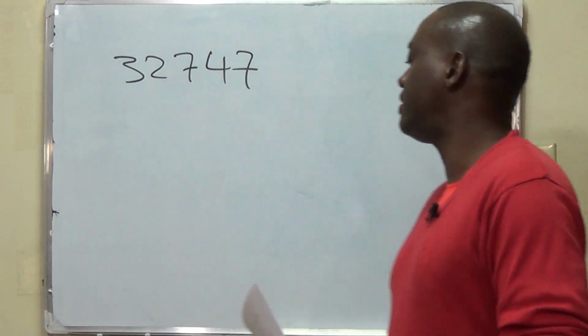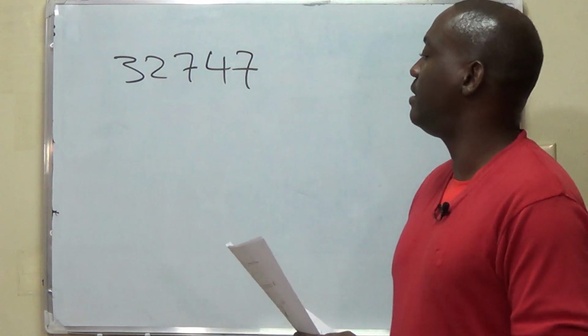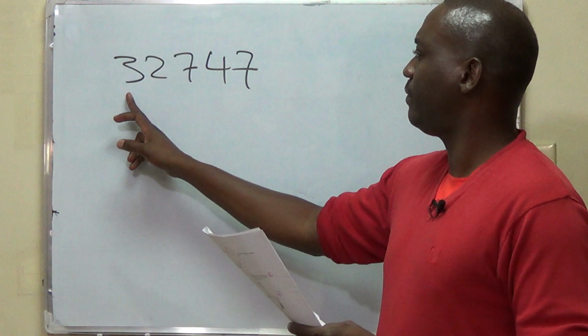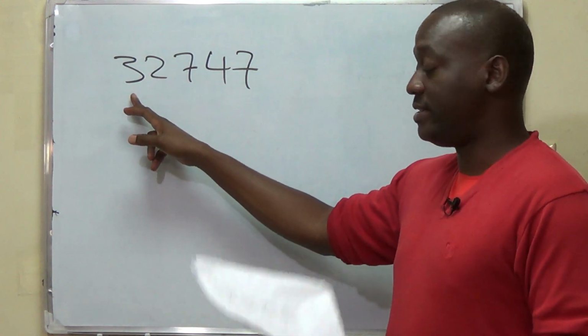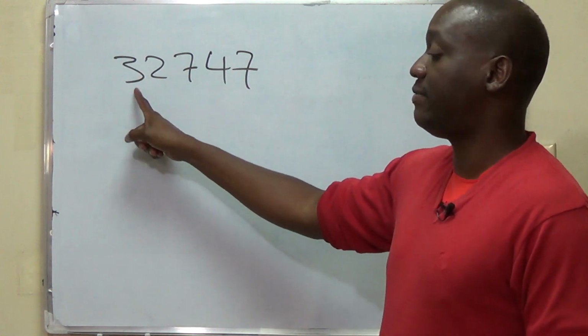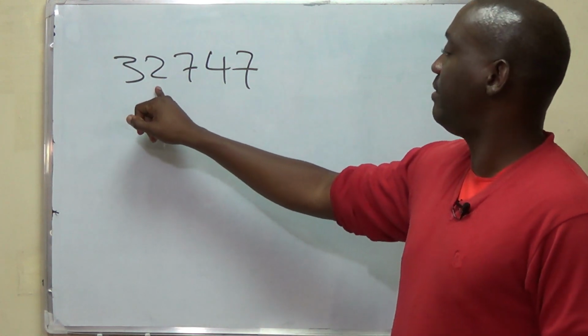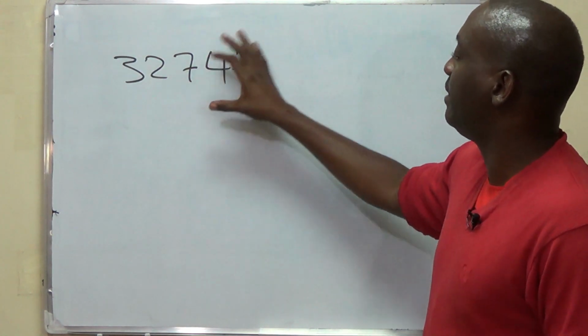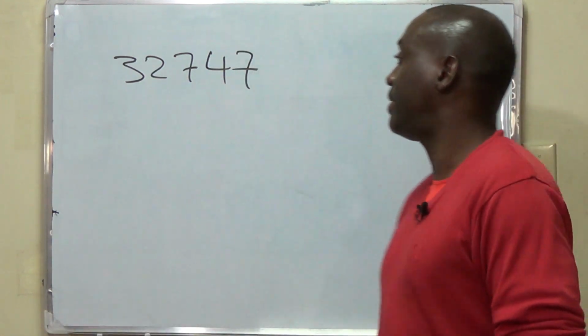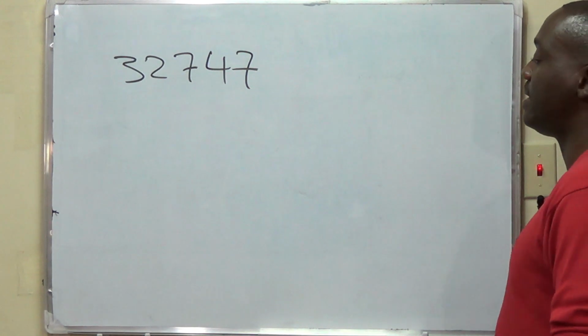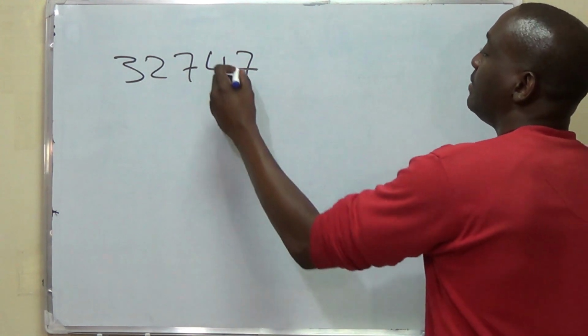So in this case, the first non-zero integer would be 3. So this would be the first significant figure. They want us to write this to 4 significant figures, so we say first significant figure, second significant figure, third significant figure, fourth significant figure. When we get to the fourth significant figure, we then have to decide what happens next.